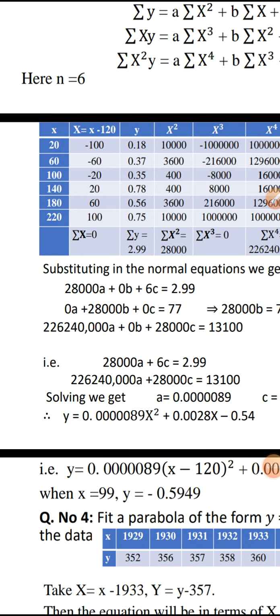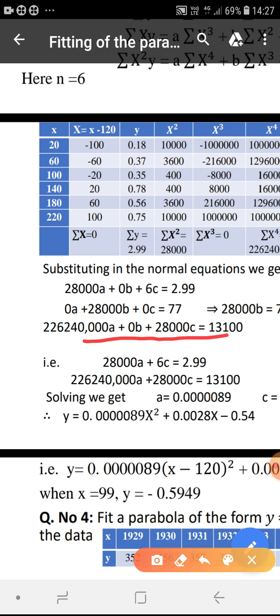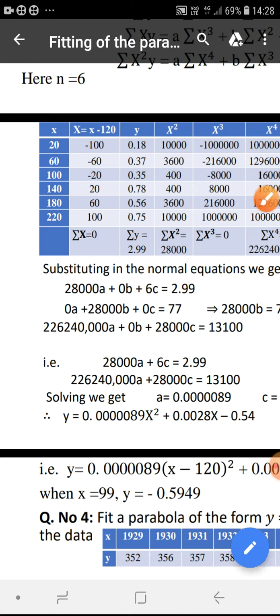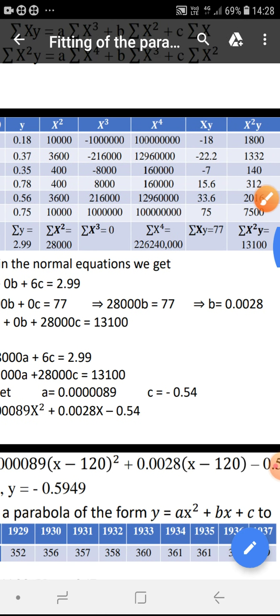Third equation, substituting the sums, you get the third equation. So in the third equation again it is 0B. In the first equation it is 0B, and in the third equation also it is 0B. So ignoring the term containing B in the first and third equations, now you have two equations in terms of two unknowns A and C. Solve them by using the calculator. You get the first unknown A, second unknown C.